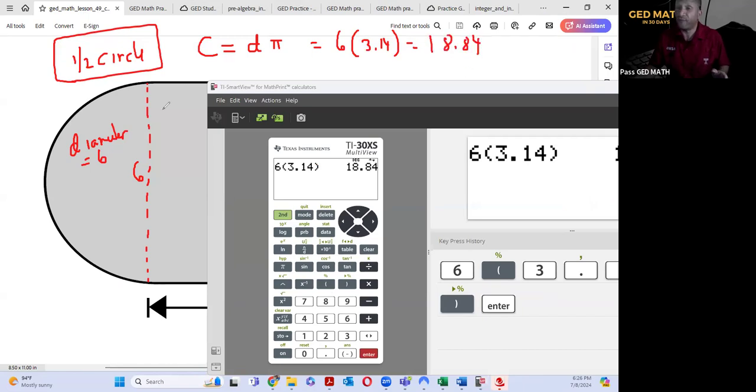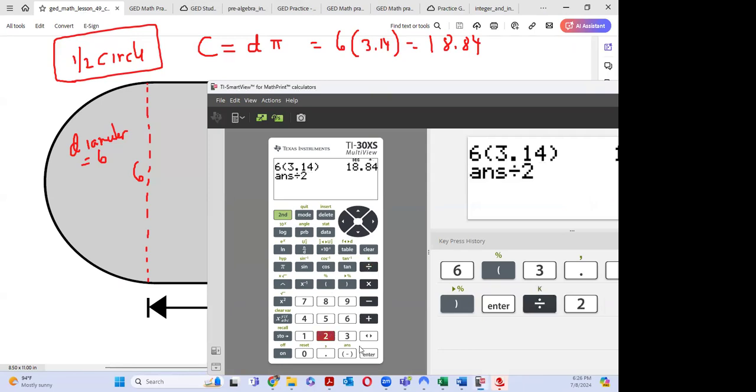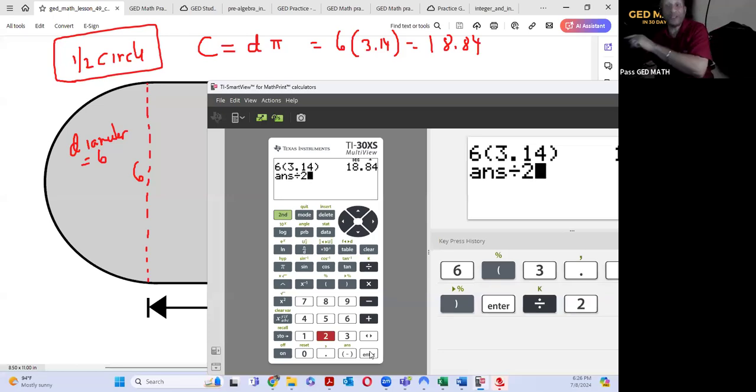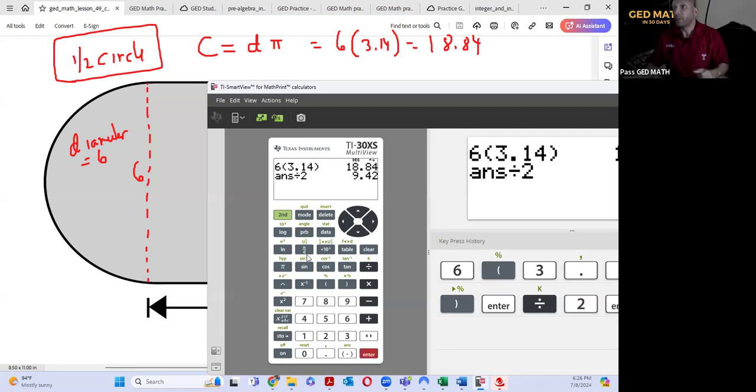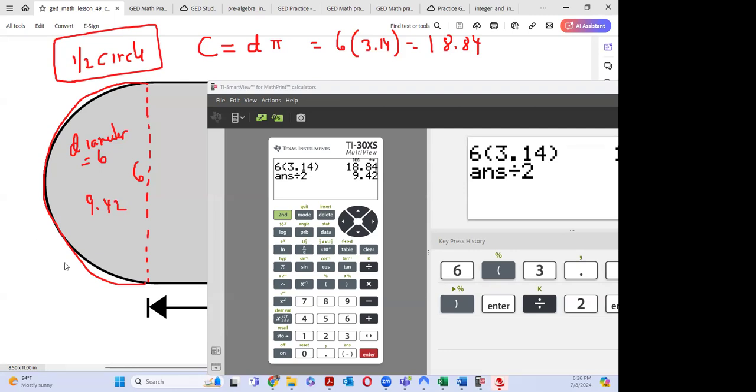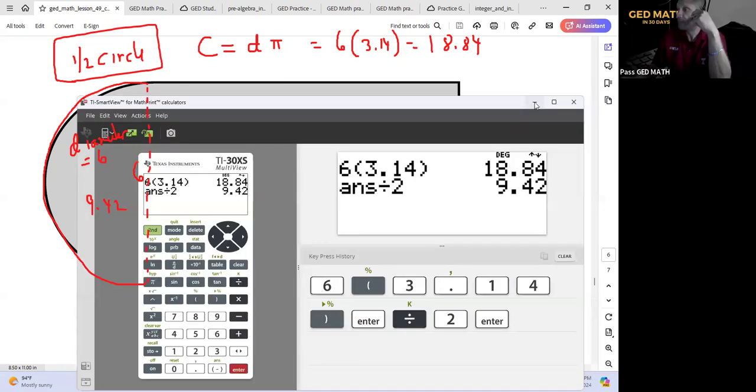But do we have a full circle? No. So we're going to divide by what? 2. So we can either multiply by 1/2 or divide by 2. Does everybody understand that that's the same thing? Okay. So we now know the circumference from here to here is 9.42. Does everybody understand that? Great.